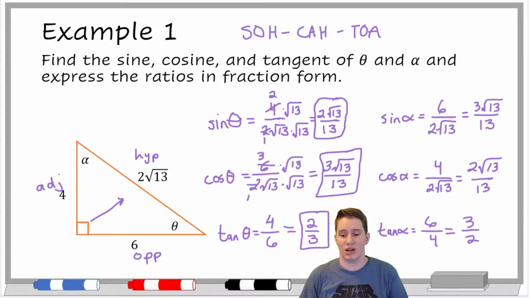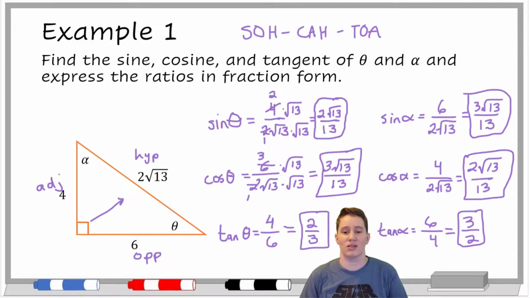There is no need, by the way, to change improper fractions to mixed numbers unless you are going to use that fraction for something and you're thinking, oh, it'd be really nice to have a mixed number here. But for the most part, there's not usually a reason for us to change it. It's just a personal preference. So here are my answers to the sine, cosine, and tangent of theta, and sine, cosine, and tangent of alpha.